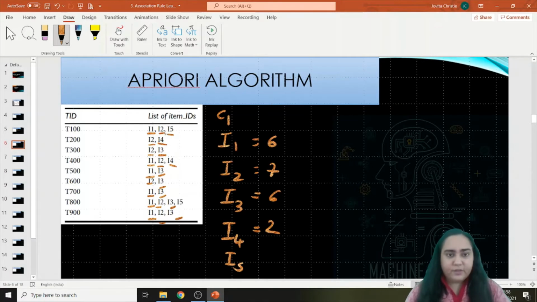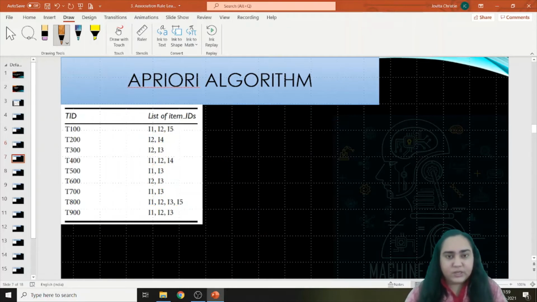And for I5, we have 1 and 2 as well. So support count for I5 will also be 2. Now from these combinations, we actually have to make a list L1. But as you can see, all these 5 items satisfy my minimum support count of 2, right? So that means I can include all 5 items in my list L1.